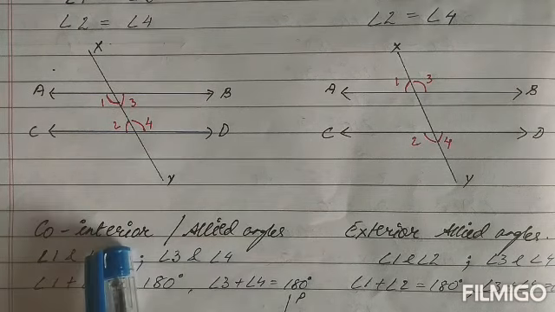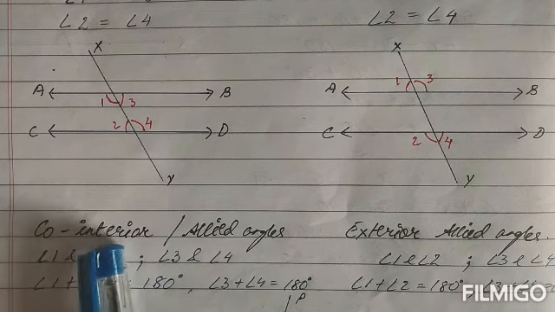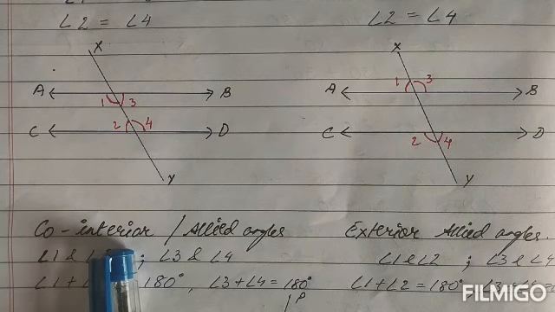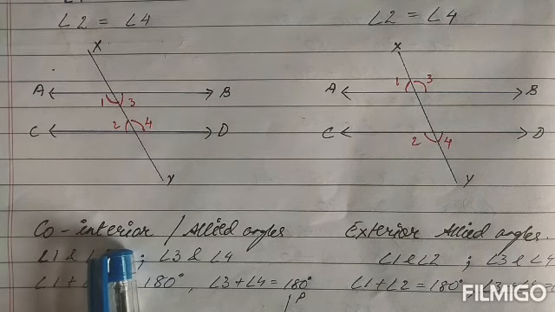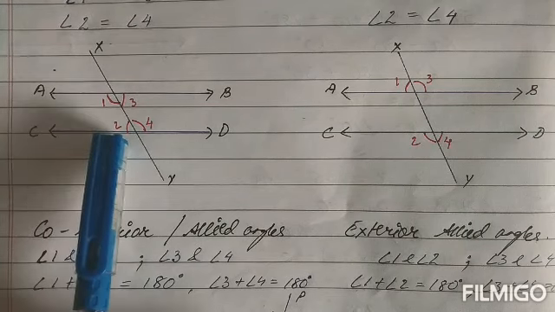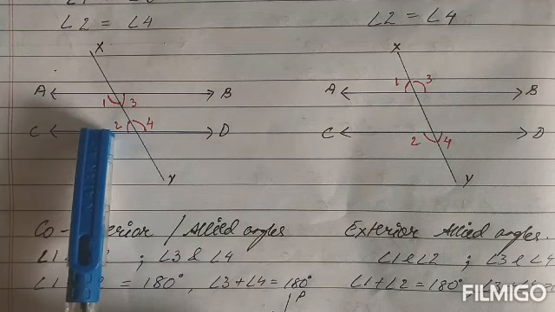Okay, now co-interior means, children, on the same side and inside. Interior means they are on the inner side and they are on the same side. Inner and same side. So these are known as co-interior or allied. Now see, 1 and 2, they are the interior angles but on the same side of the transversal.